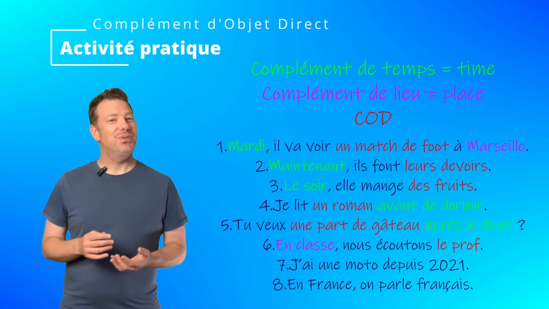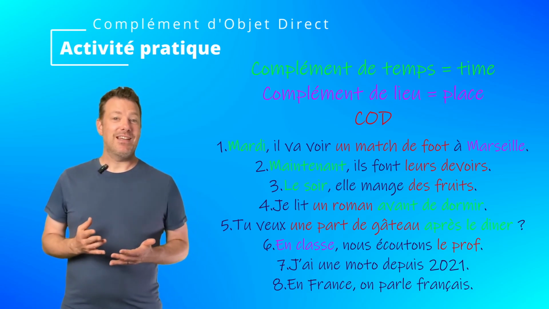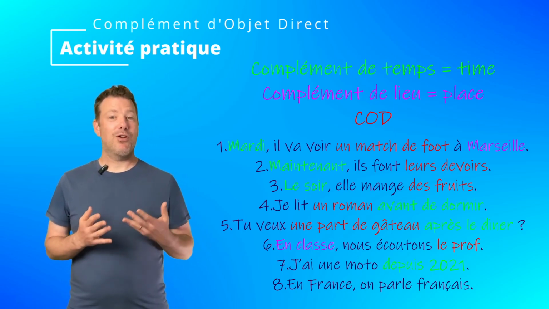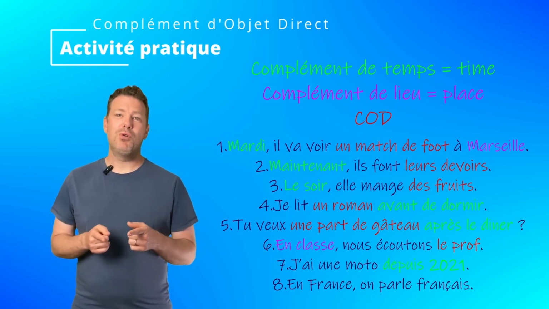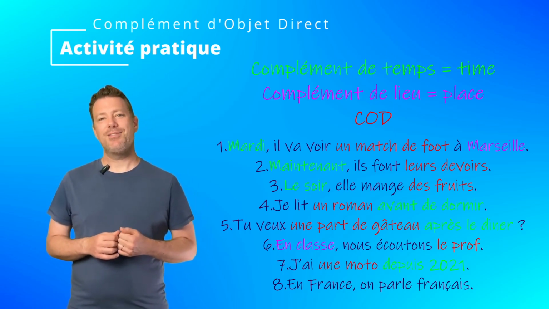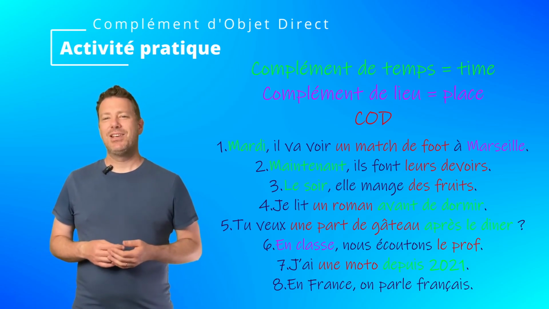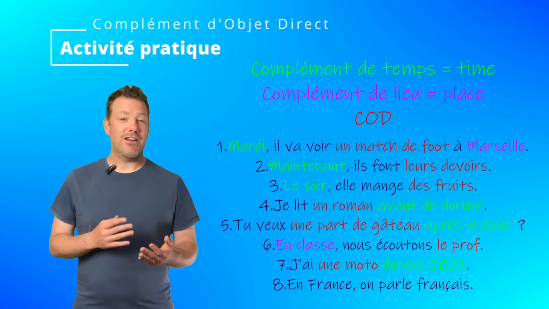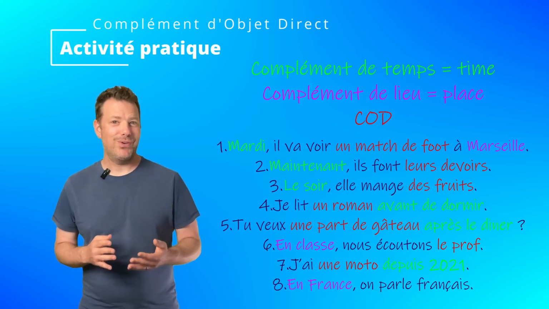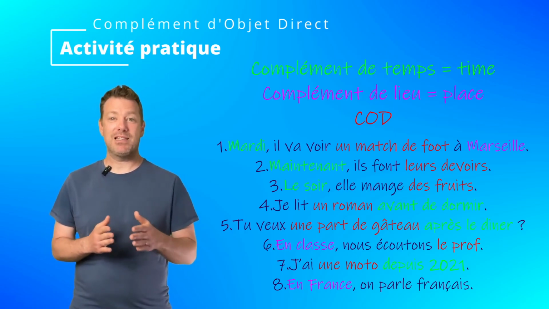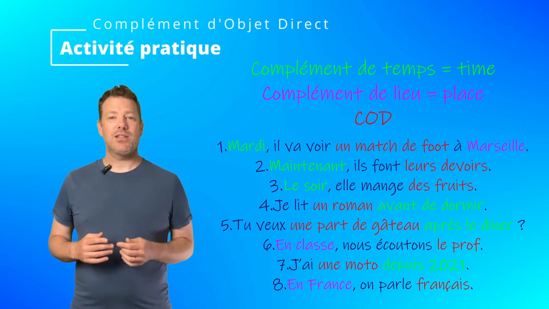Numéro 7. J'ai une moto depuis 2021. Depuis 2021, that's the time, okay? Complément de temps, complement of time. J'ai quoi? Une moto, and that's your COD. All right? 8. En France, on parle français. Where do we speak French? In France. Place, complement of place. En France, complément de lieu. Okay, in French, it's like that. Place, lieu. On parle quoi? Français, and that's your COD.